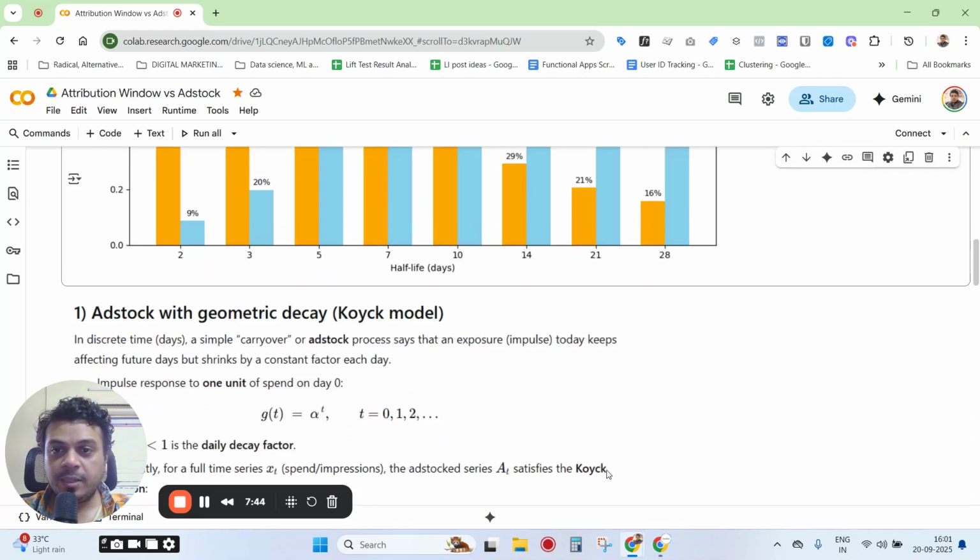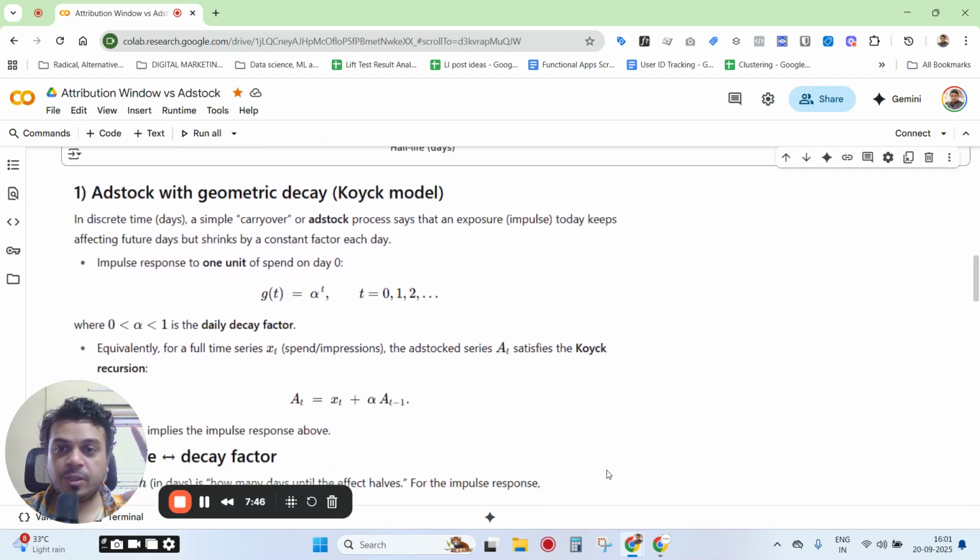On the other hand, there's some math here, so we can actually look at how the math comes about. Like I said, the ad stock or carryover process is basically coming from certain modeling, and the model that we have taken here is a geometric model. And how does it vary? It uses this concept of decay factor. So alpha to the power t: at any given time t, the impulse response to one unit of spend is basically alpha to the power t.